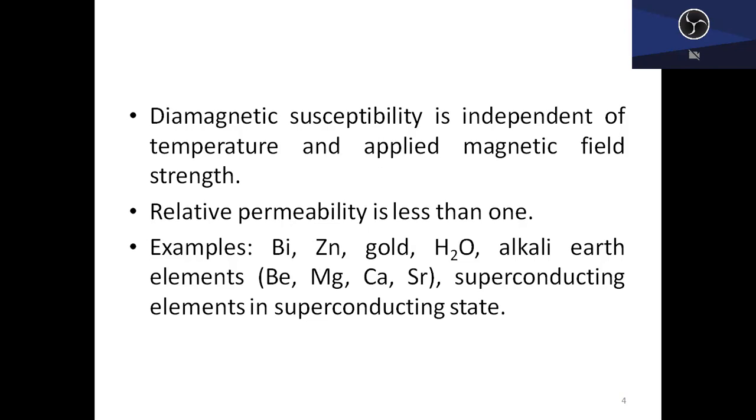So examples are bismuth, zinc, gold, and water will also come under this category. It is also known as alkaline earth metals, also beryllium, magnesium, and so on. In the later section, you'll understand what superconducting elements are in the superconducting state. Diamagnetic materials are used for producing superconductors. In the later part of our lectures, we'll understand what superconductors are and why superconductors come under the category of diamagnetism. So this is about diamagnetic material.